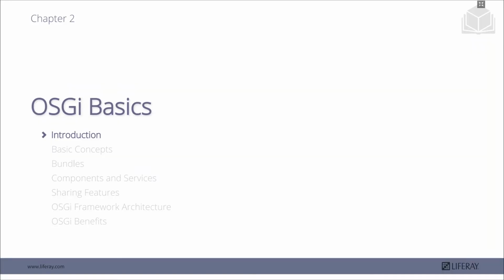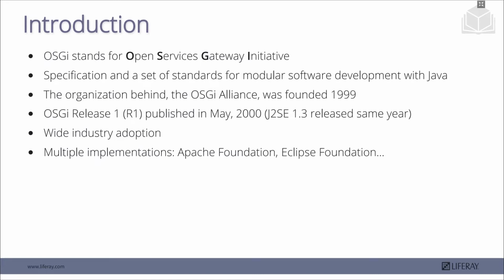Now that we have all of the tools installed to develop for the backend, what we need next is an understanding of the concepts to actually develop for the backend. So let's take a look at OSGi and some of the basics of it. So starting off, OSGi stands for Open Services Gateway Initiative.